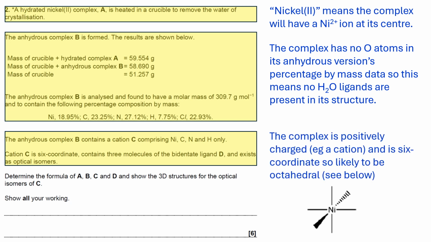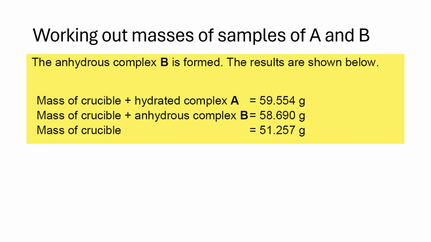So basically it's positively charged, but it's a cation. That means that the ligands can't be charged themselves. Its 6-coordinate is likely to be an octahedral complex, like the template I've popped on the bottom of the screen there. So let's work out the masses of samples A and B first.